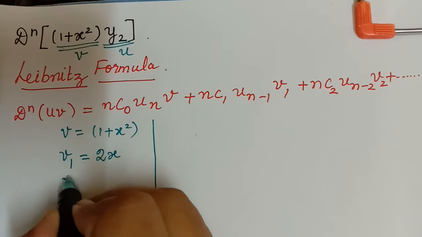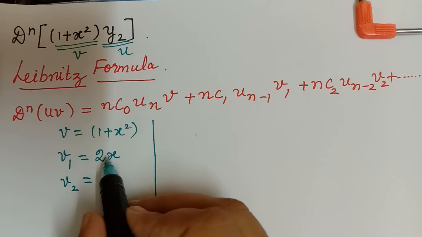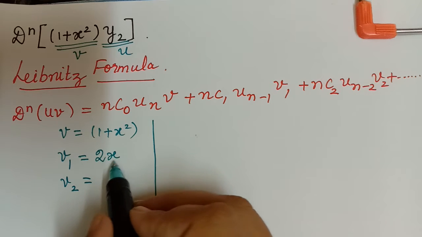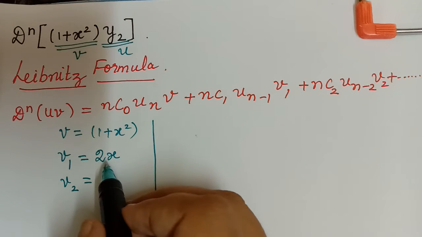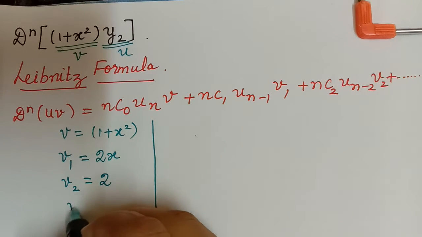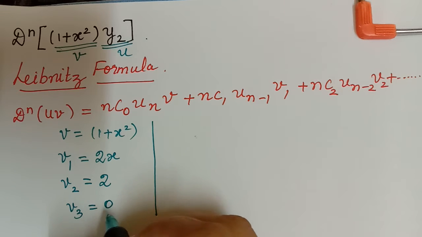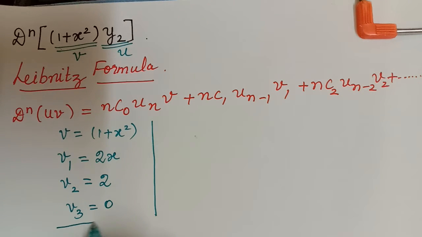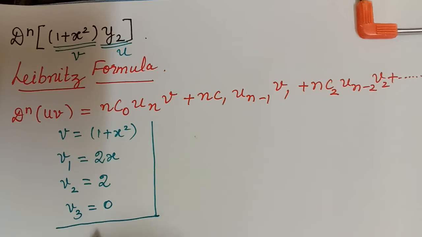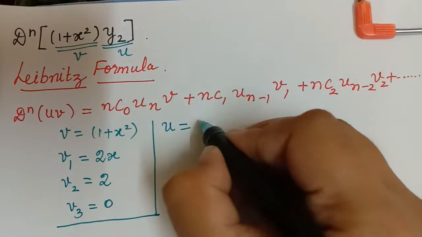Then we have to find v2, which is the differentiation of 2x. The differentiation of x is 1, and 2 is a constant, so 2 into 1 will be 2. Next, the differentiation of 2, which is a constant, is 0. So once we attain 0, we have to stop differentiating further. Then u will be equal to this y2.